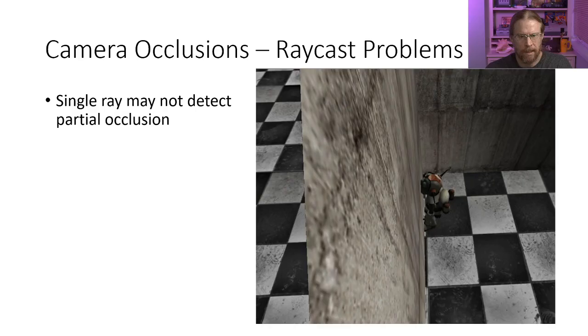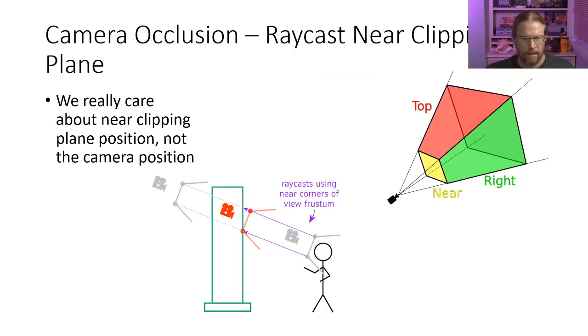And so what you're seeing there, that's actually the near clipping plane. And it has sliced away part of the triangle mesh that makes up that wall. So you're actually seeing past a wall that you should not be able to see past. And so that is a problem. And you could potentially solve it with more raycasts. But what we really care about is the near clipping plane, not where the camera is.